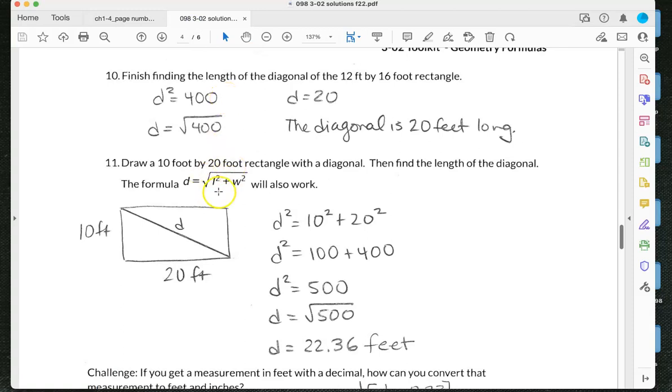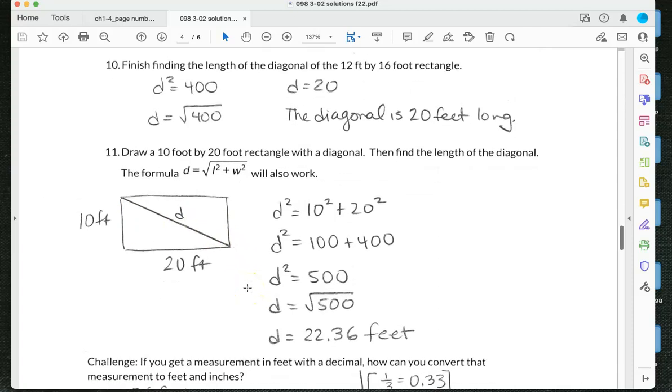I didn't do this formula way. I just wrote the Pythagorean theorem. 10 squared is 100, 20 squared is 400, so that adds up to 500, and then I took the square root of 500, and I got 22.36 feet for my diagonal.